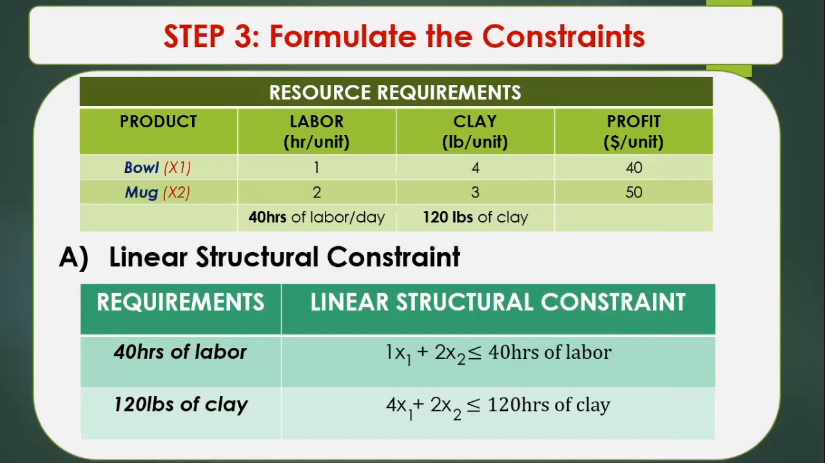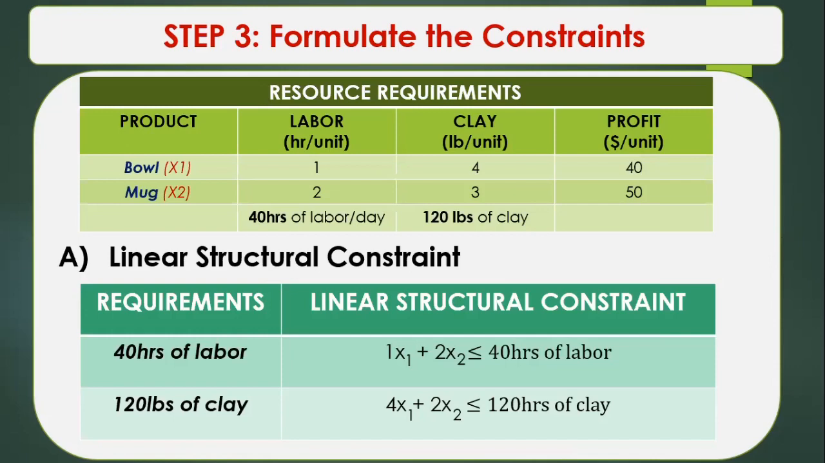In formulating the constraints, as you can see in our tabulation above, we need to consider two things. First, we need to consider the utilization of our labor hours, which in this case would be 40 hours of labor per day. Second, we also need to consider the utilization of our clay capacity, which in this case is going to be 120 pounds of clay.